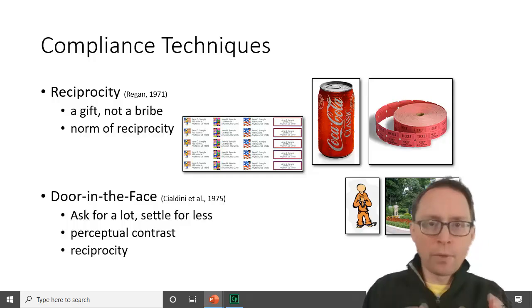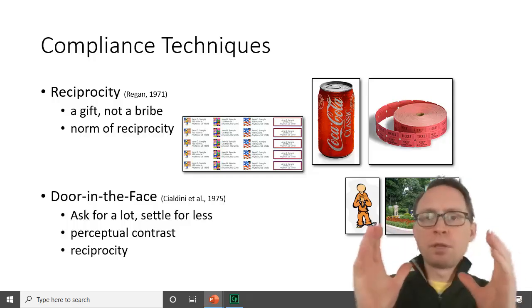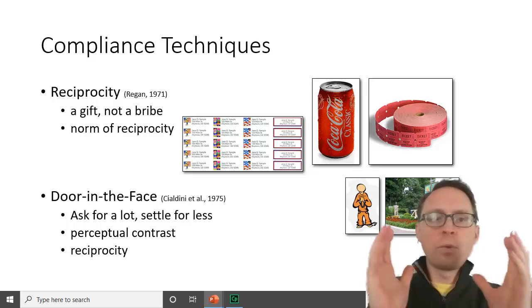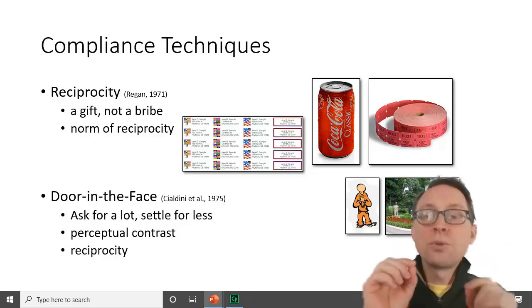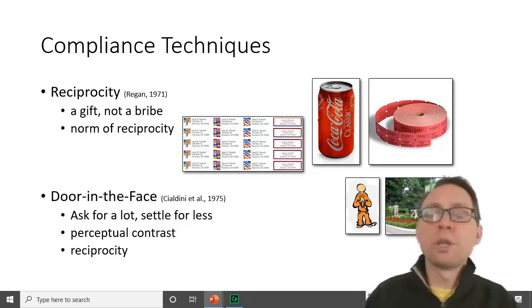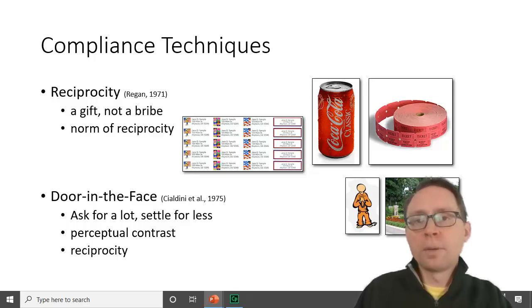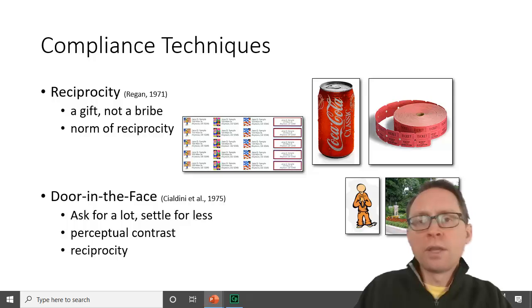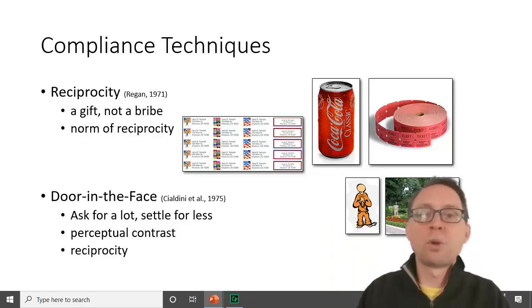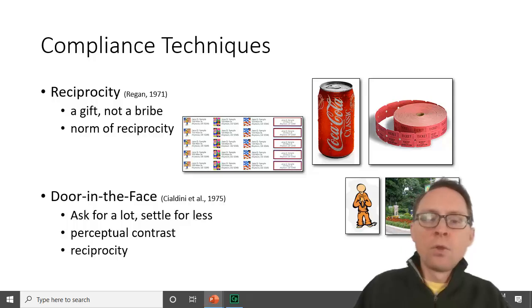If they did it that way, where they asked for the big request, come and donate your time every week for a year, people were much more likely to say yes to the second request, which is, would you be willing to be a chaperone this weekend? They had another condition where they just went up to people and said, hey, would you be willing to be a chaperone this weekend? They didn't ask about volunteering a bunch first. When they did that, they found that people were less likely to comply. When they had the big request first, followed up by the secondary request, people were much more likely to comply.